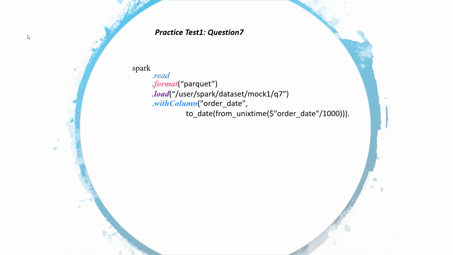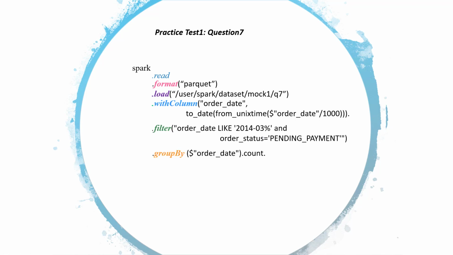So once you have the date in the right format, the next thing that you want to do is filter your data based on the date that is provided in the question and the status that is there. So that's what I'm doing here. I'm filtering my data where order date is like 2014-03 and order status is pending payment. Once I have this filtered data, the next thing I want to do is calculate the count of orders for each date. So that's why I'm grouping the data by order date, and then I'm applying the count operation on top of that.